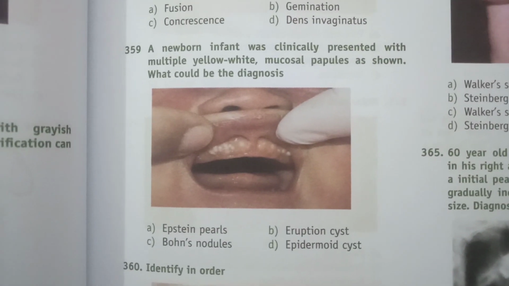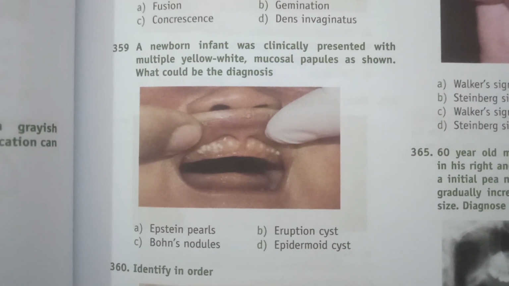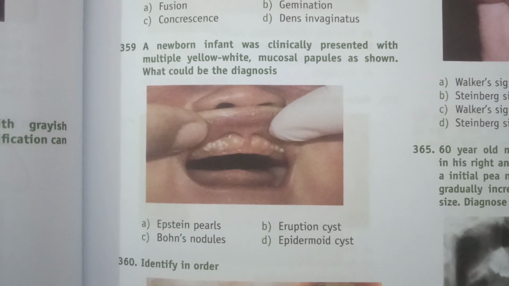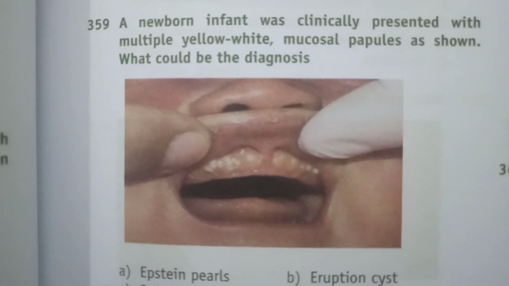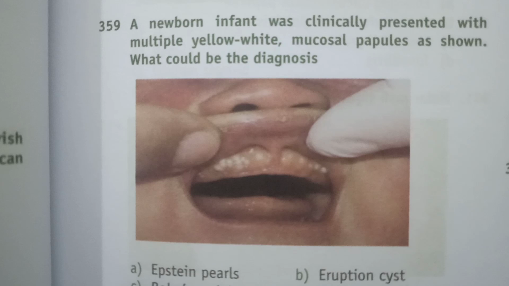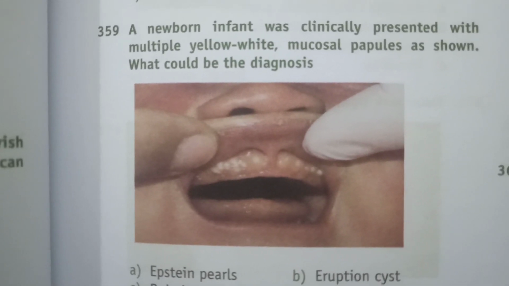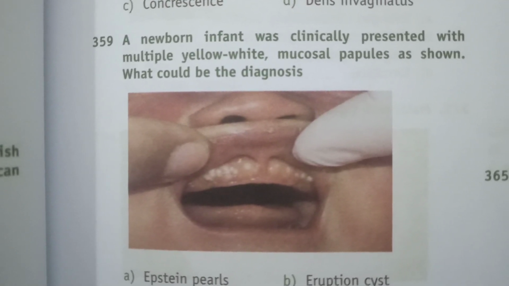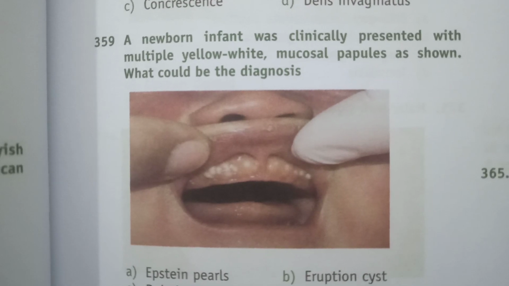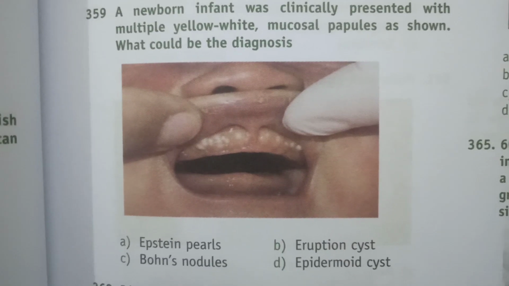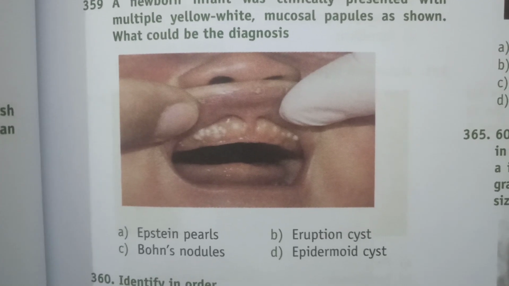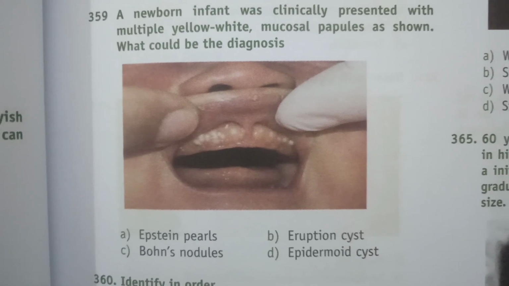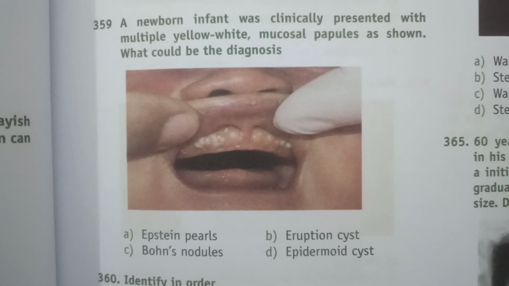Next, a newborn infant was clinically presented with multiple yellow-white mucosal papules as shown. What could be the diagnosis? In this picture you can see at the maxillary alveolar region, buccal region actually, there are mucosal papules. Their color is yellow-white. So what are they? Is it Epstein pearl, eruption cyst, Bohn's nodule, epidermoid cyst? What is the answer? It is Bohn's nodules. I'll go to the explanation.